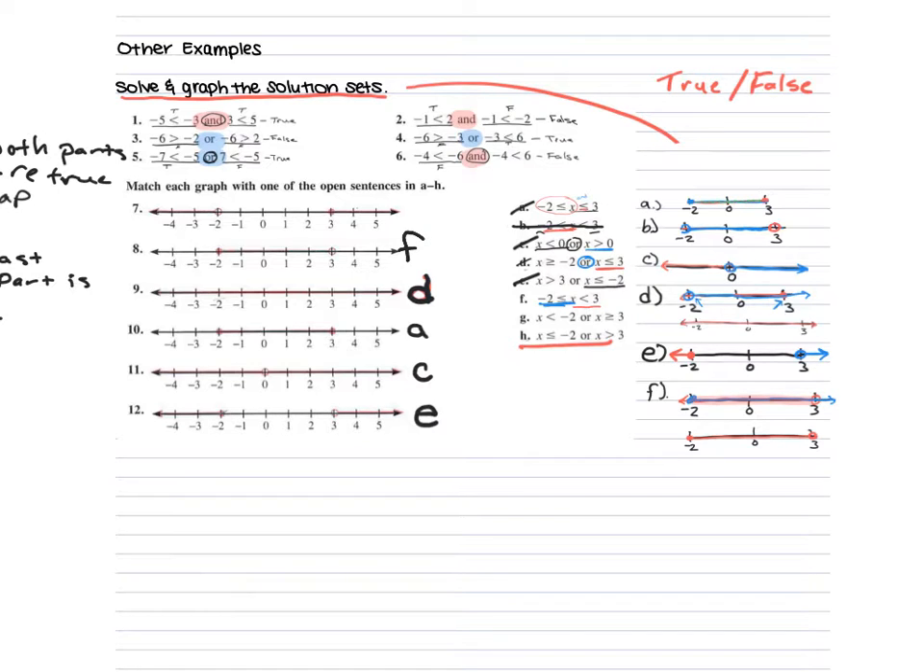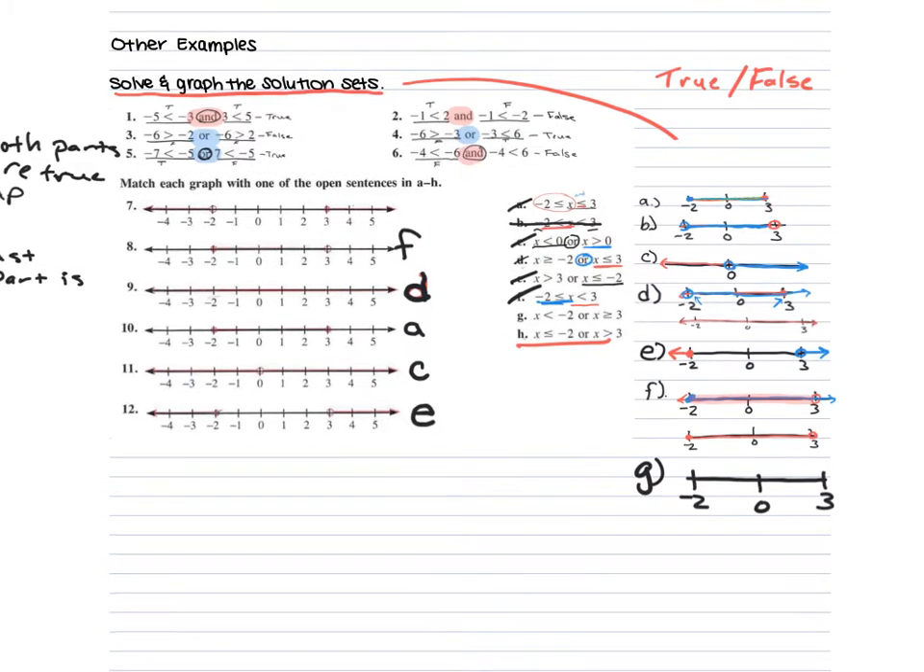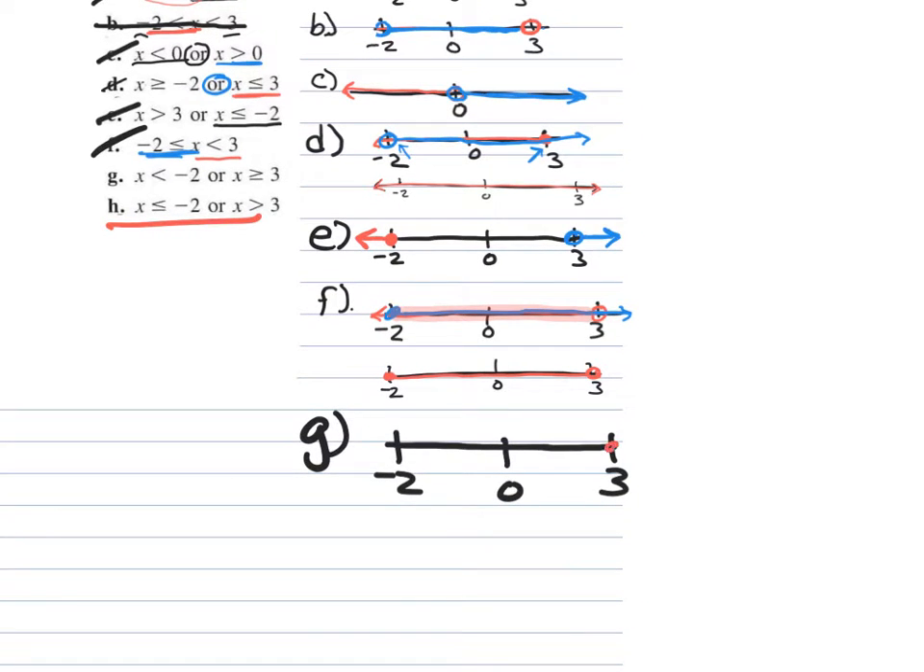Closed circle on the left, open circle on the right. We're getting close. So then we've got G, and G is x is less than negative 2, or x is greater than or equal to 3. So x is greater than or equal to 3. Here it is, greater than or equal to, to the right.